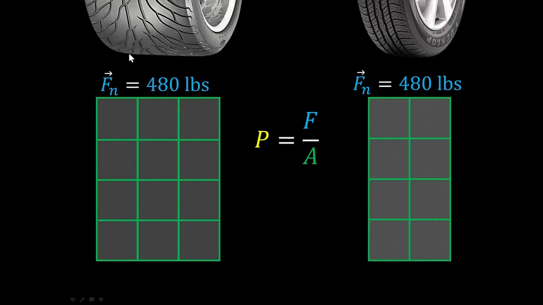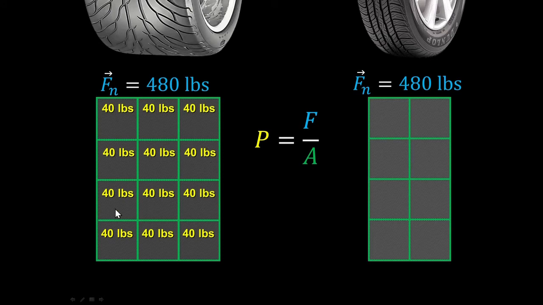And that tire squashes against the ground and then spreads out over, we'll just make it up and say that's 12 square inches. This one touches the ground in 8 square inches. So if I take this much force distributed over this much area, you get 40 pounds of force on each square inch. This much force distributed over that much area would be 60 pounds of force on each square inch.